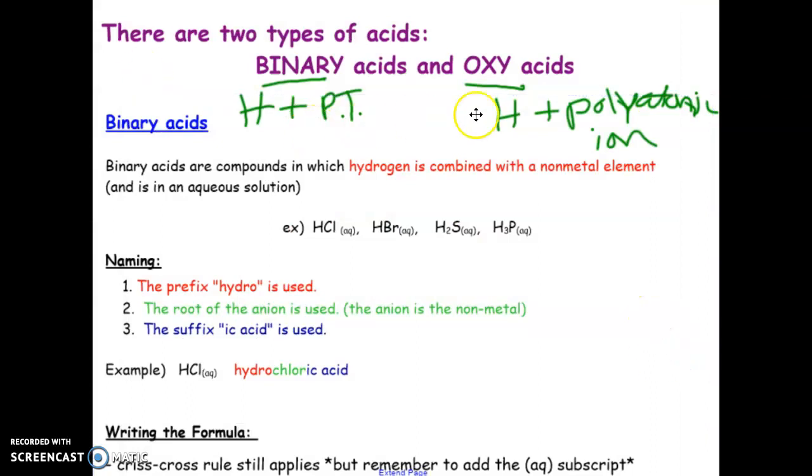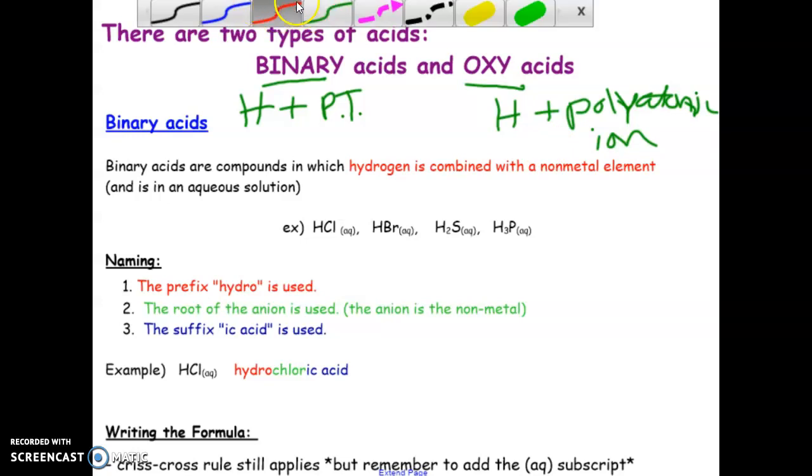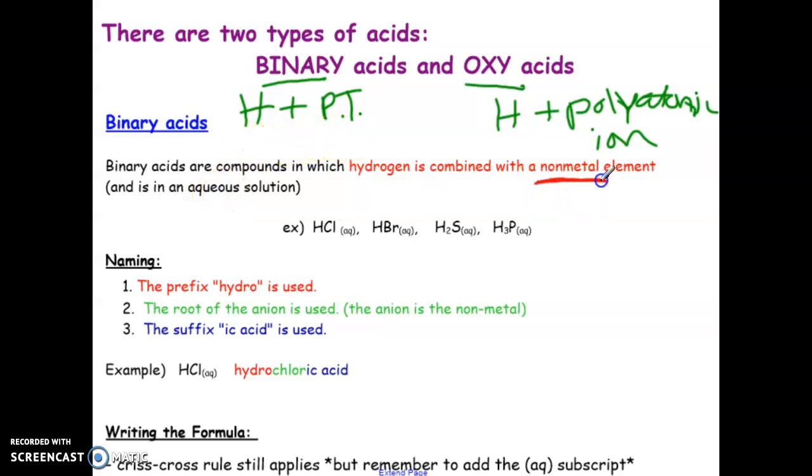Well, how do you know if I have a binary acid or an oxyacid? You have to make this decision first because each type of acid has its own naming rules. So you have to first think about, okay, well, what acid are we discussing here? So binary acids, we'll look at that first. Binary acids, as I mentioned, is hydrogen with a periodic table element. And of course, it's going to be a non-metal. So these molecules are basically sharing electrons. They're not ionic compounds here.